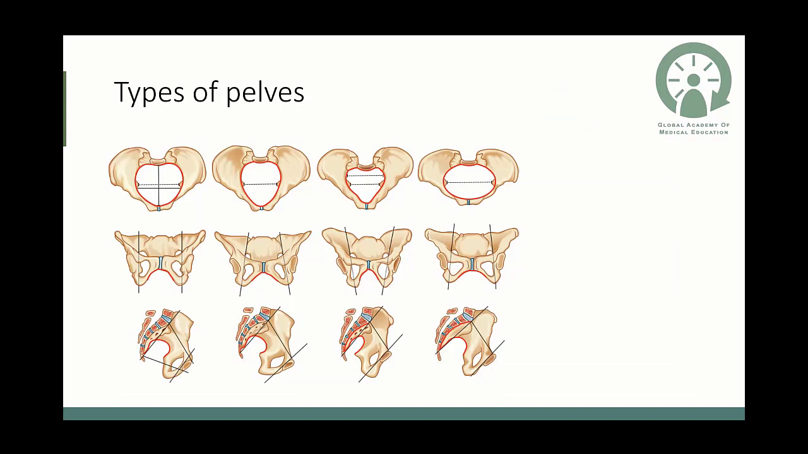So this is a classic question in obstetrics, the types of pelvis. So this is a gynecoid pelvis. You can see a smooth roundish inlet, parallel pelvic walls, and a very big sacrosciatic notch, a roomy sacrosciatic notch, right? So this kind of pelvis is most common and seen in about 50%.